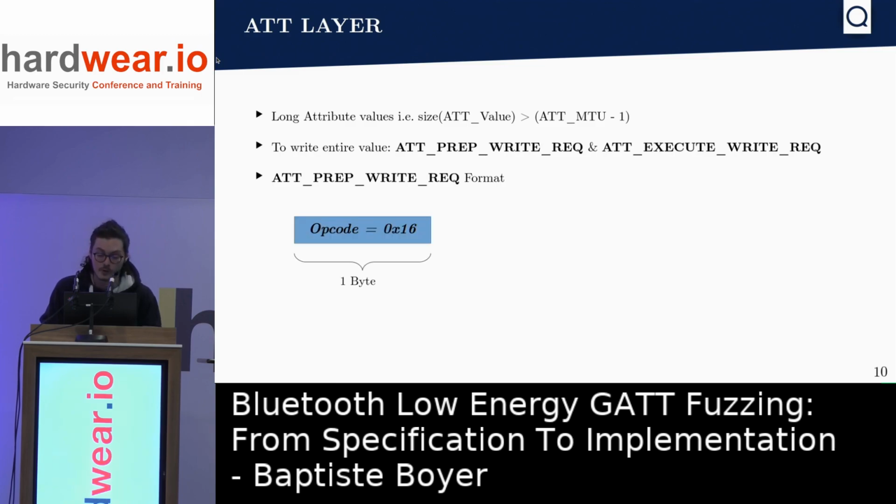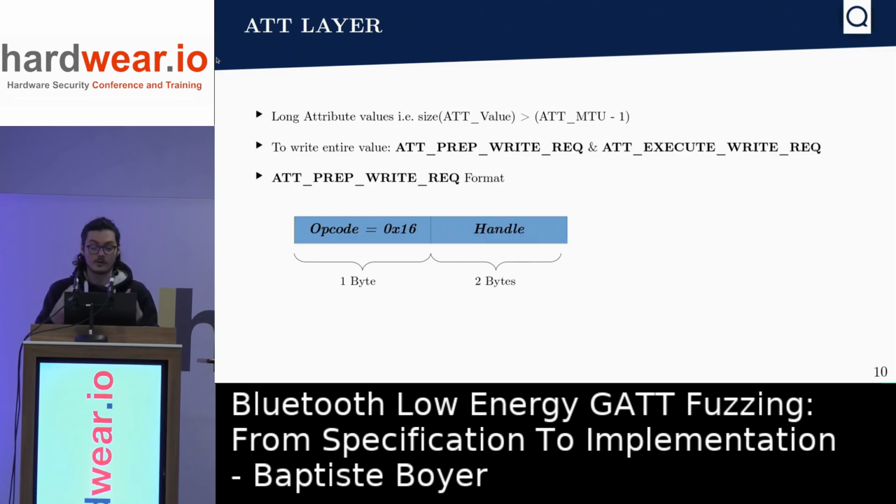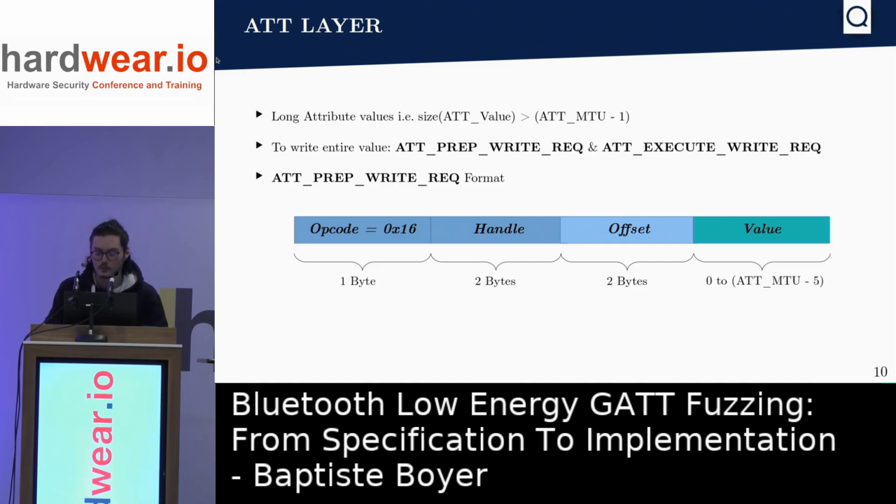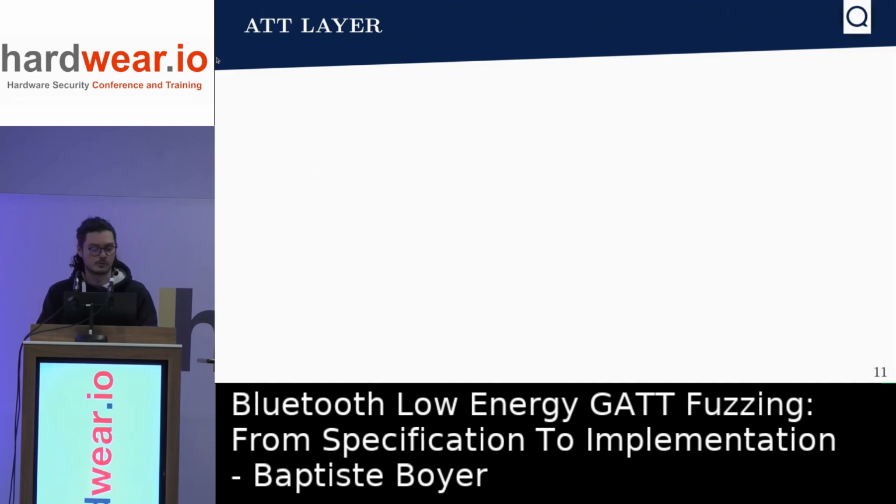Here I gave the format of the prepare write request. It's a PDU, so it starts with an opcode. Then, for its set of parameters, it has a handle for which attribute we want to write. Then the offset where we want to write, and also the value we want to write.